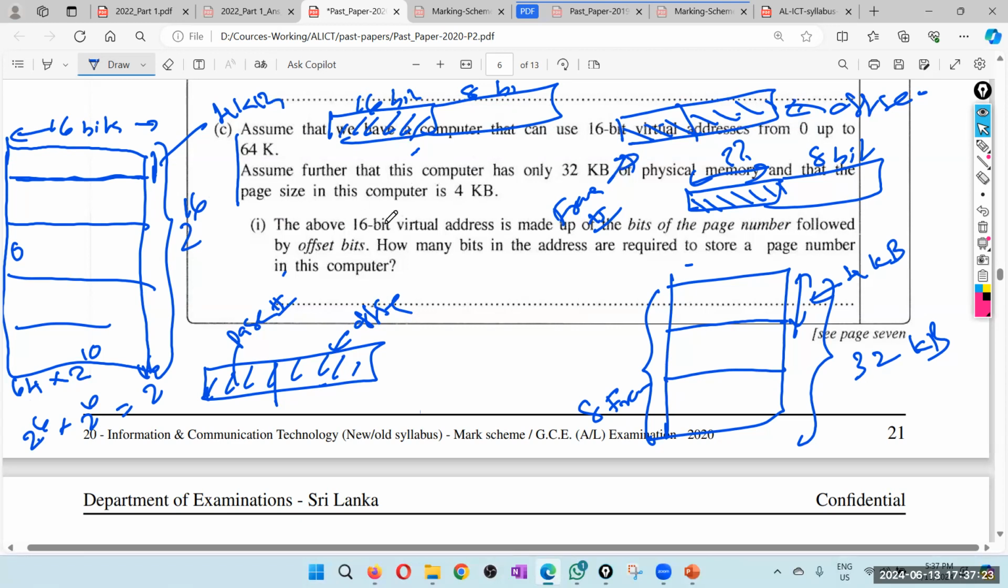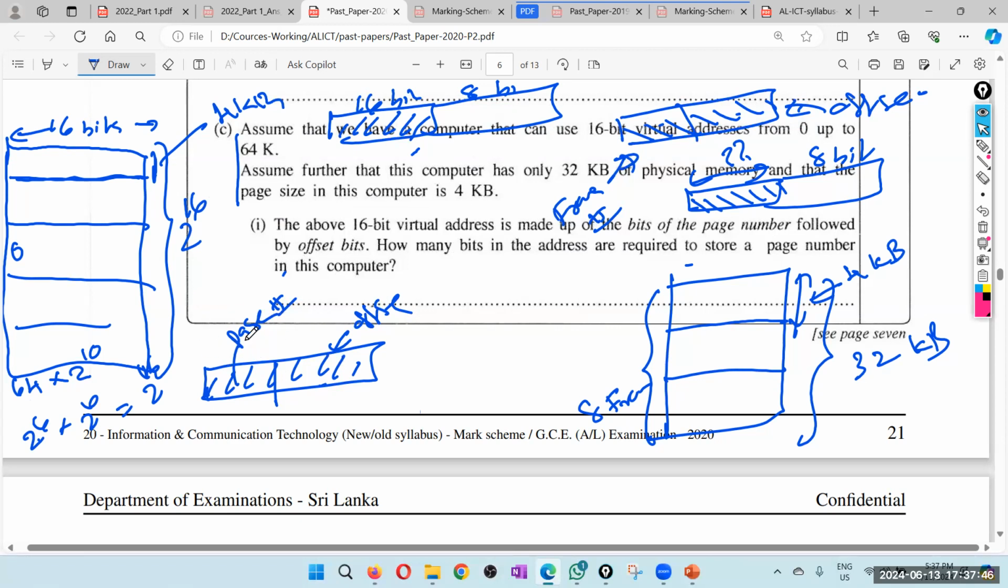Right. Now let's read. A 16-bit virtual address is made up of bits of the page number followed by offset bits. How many bits in the address are required to store a page number in this computer? To represent the page number, how many bits are needed? So first you need to calculate how many pages there are.